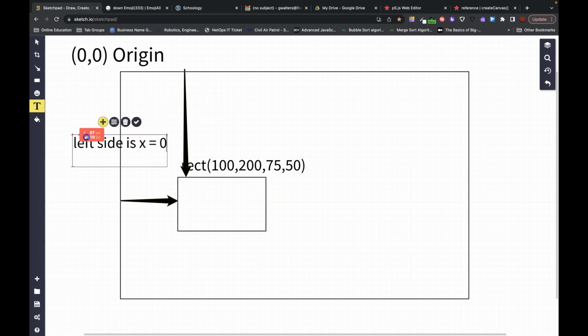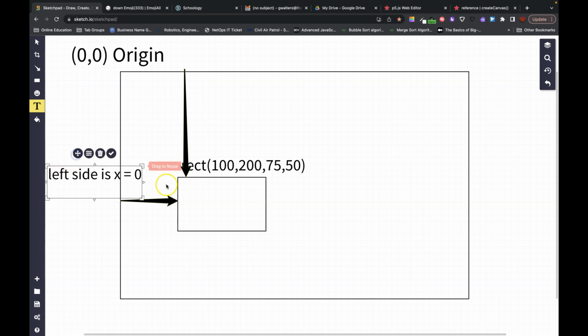And this is a big thing to understand. The left side is x equals 0. So then what is the right side? Because if I wanted to draw this, not in terms of this origin, but say in terms of this right side, then I can't use just counting up from 0, because it's always going to be going from the origin.